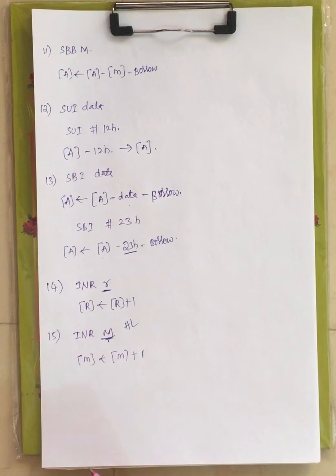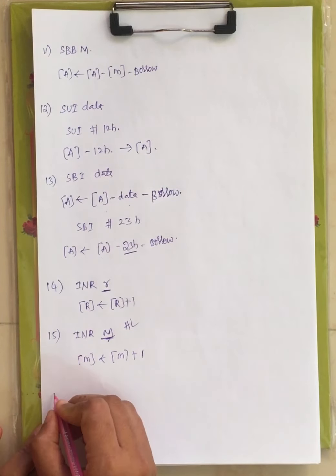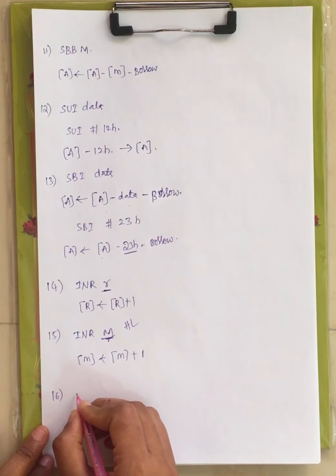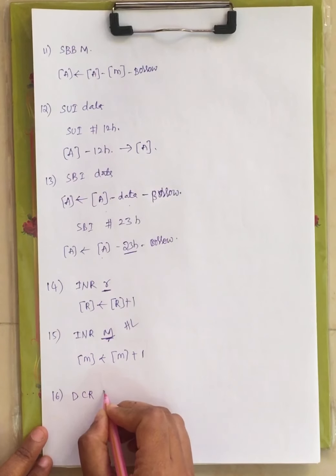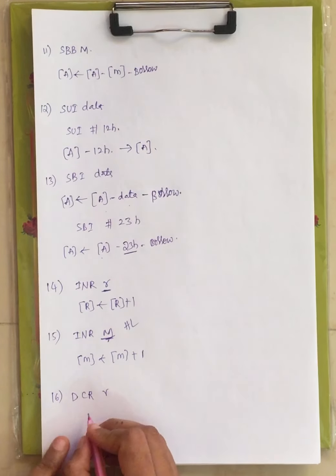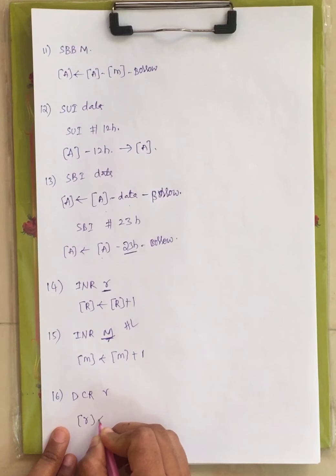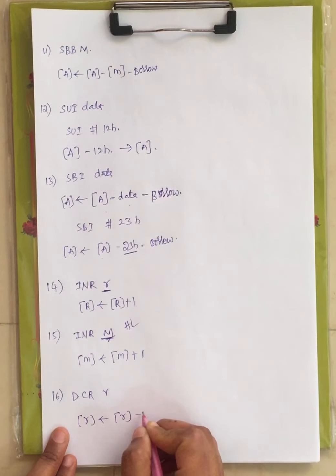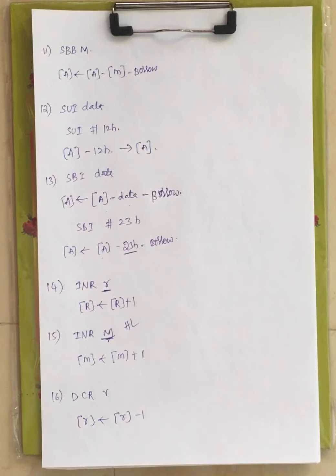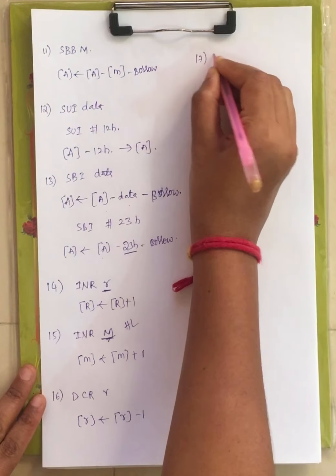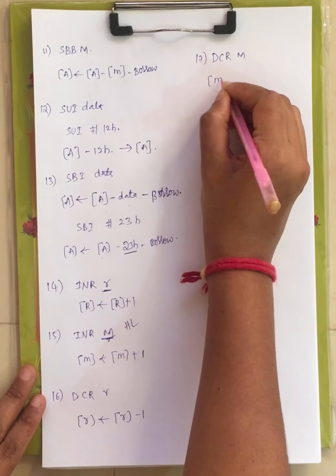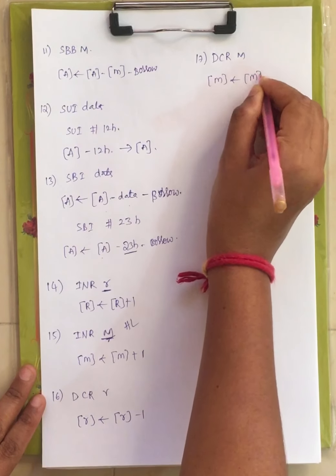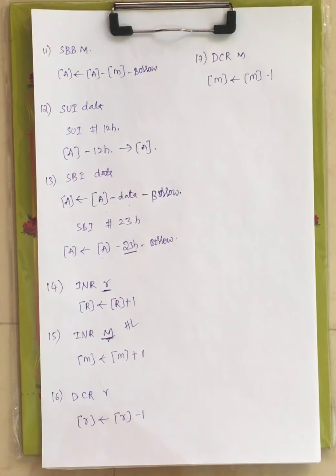Now coming to the 16th instruction, now that increment is done, what do we have? Decrement, DCR R. DCR indicates decrementing register contents, decrementing the contents of register R by 1. Now coming to the 17th instruction, we have DCR M. This indicates decrementing the memory location contents by 1.